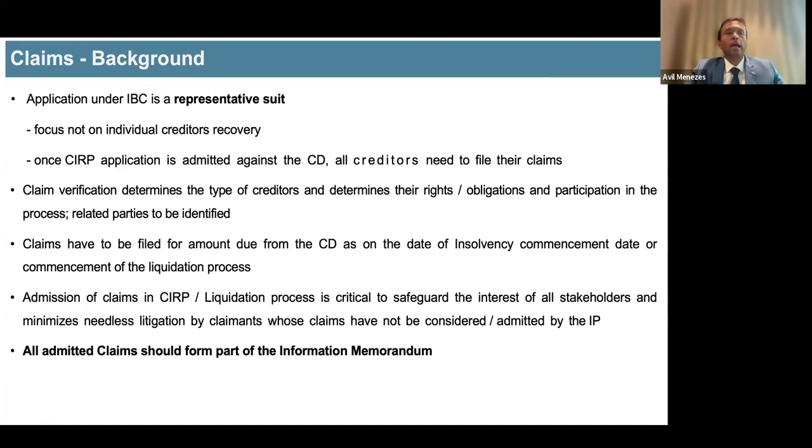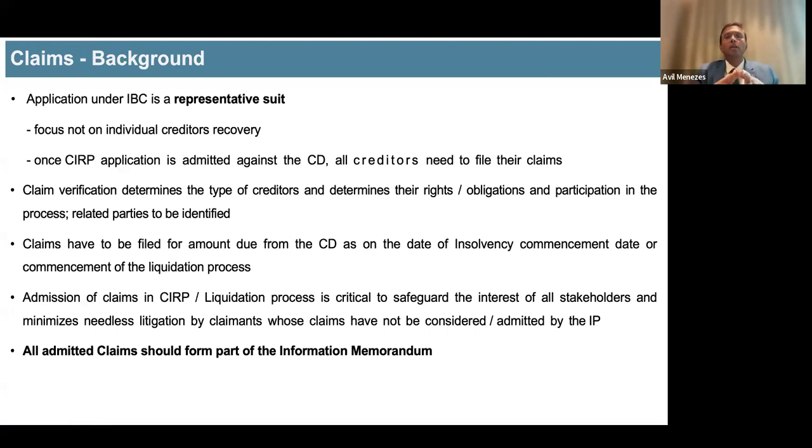So it's very important that as an insolvency professional, once you take control and custody of a corporate debtor, you reach out to all the creditors to file their claims. Now, the verification and the classification of the claims will determine the type of the claims, whether these are claims in the nature of financial debt, or in the nature of an operational debt, being that of a workman, employees, or even statutory creditor claims. There may be claims which do not fall into both these categories. They would then form as other debts and dues.